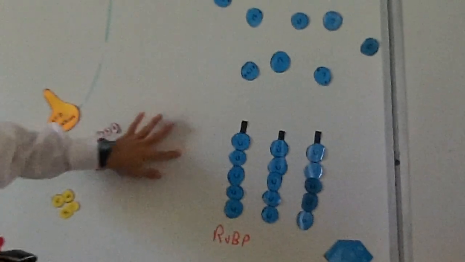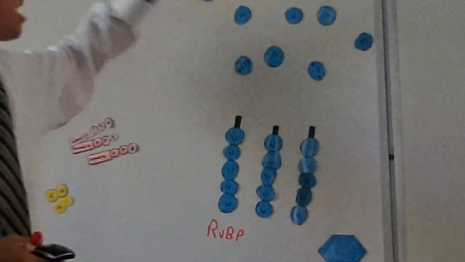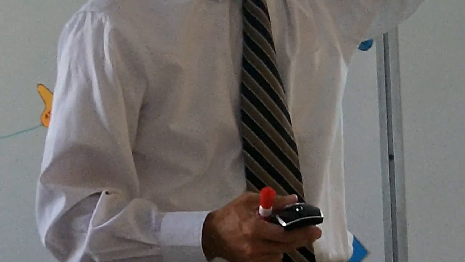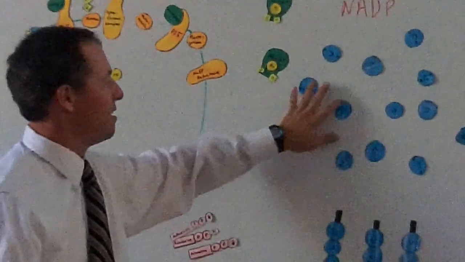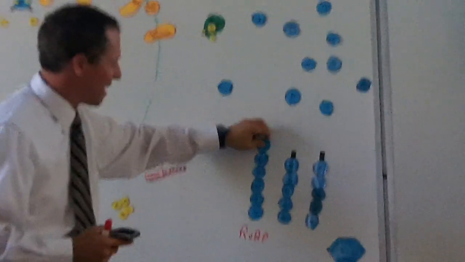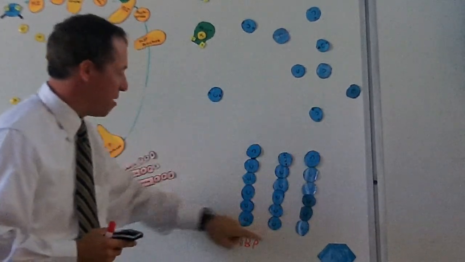RUBP is sitting out here in the stroma. And CO2, carbon dioxide from the air, is going to diffuse in when those little holes in the leaves open. There are little holes in the leaf that can open up and let carbon dioxide in. And here's the carbon dioxide. It's going to float in here and combine one molecule at a time to the RUBP.